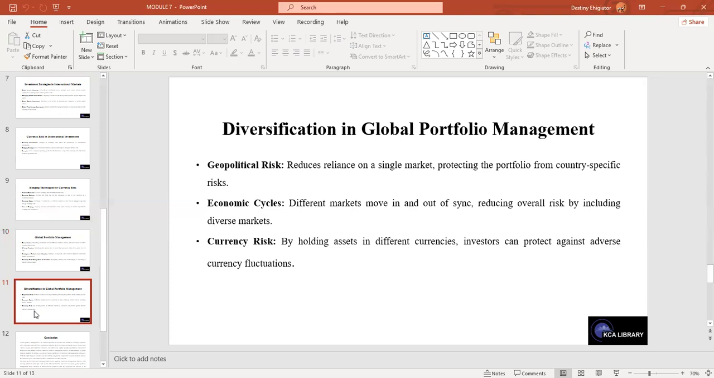We also have economic cycles. This is different markets moving in and out of sync, reducing overall risk by including diverse markets. Then we have currency risk. By holding assets in different currencies, investors can protect against adverse fluctuations.